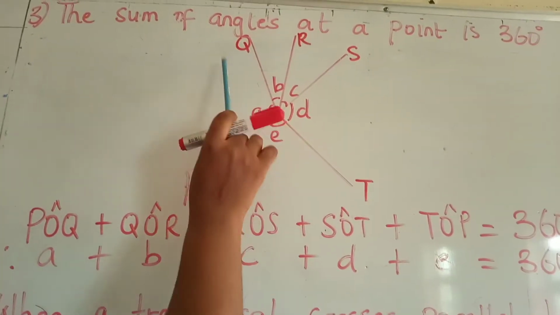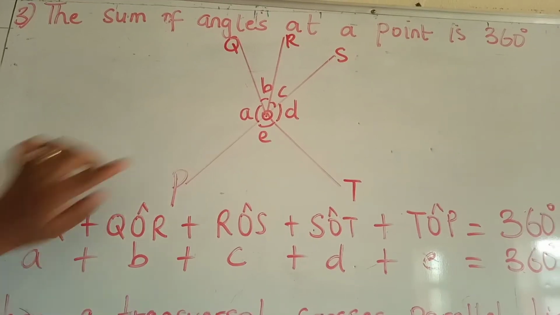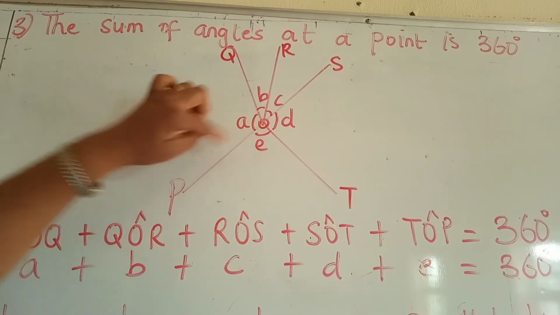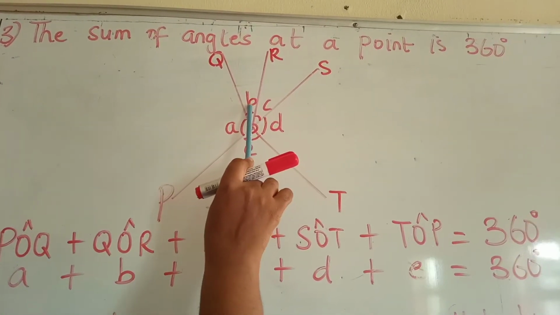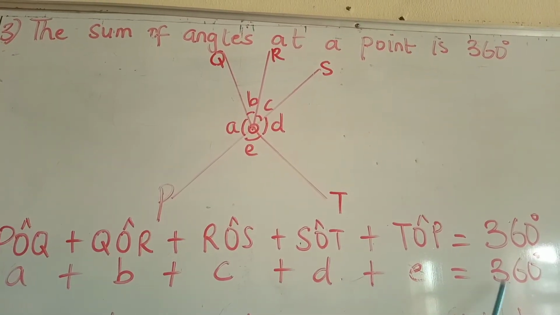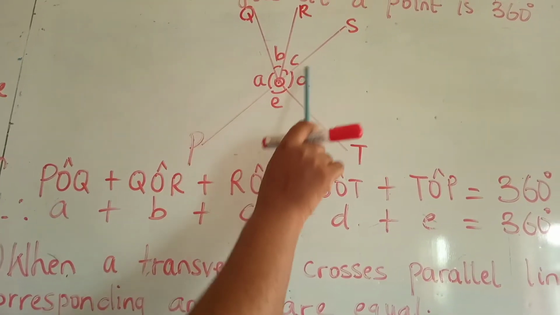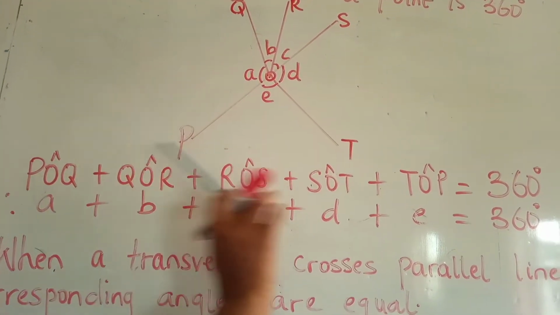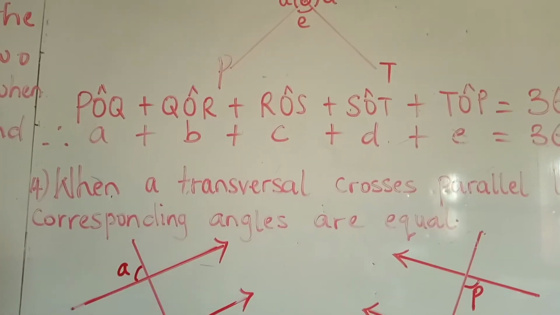Angle POQ, look at them all written. Angle POQ, which is angle A, angle QOR, which is angle B, and the rest, all equal to 360 degrees. From there, you solve, depending on the values given to you. Is that okay? All right, let's go to the fourth one we have.